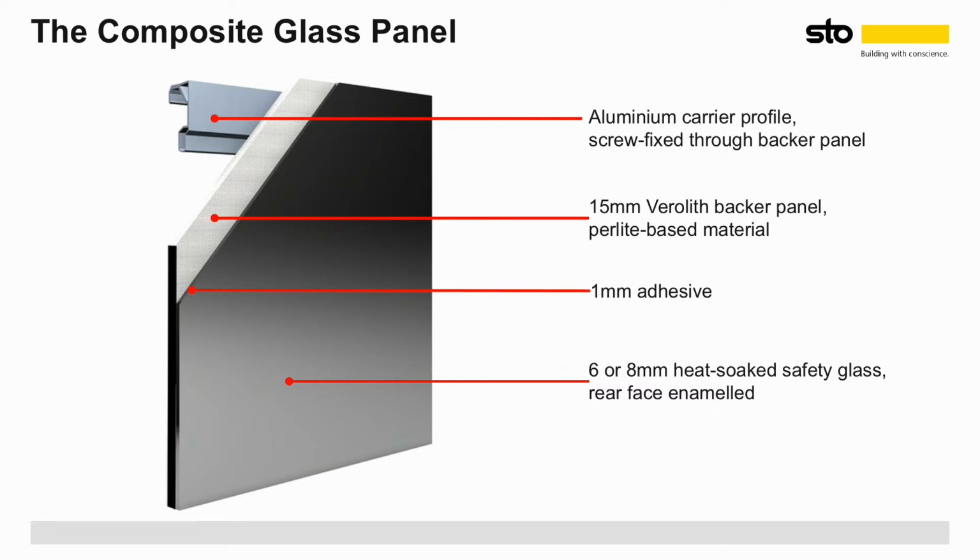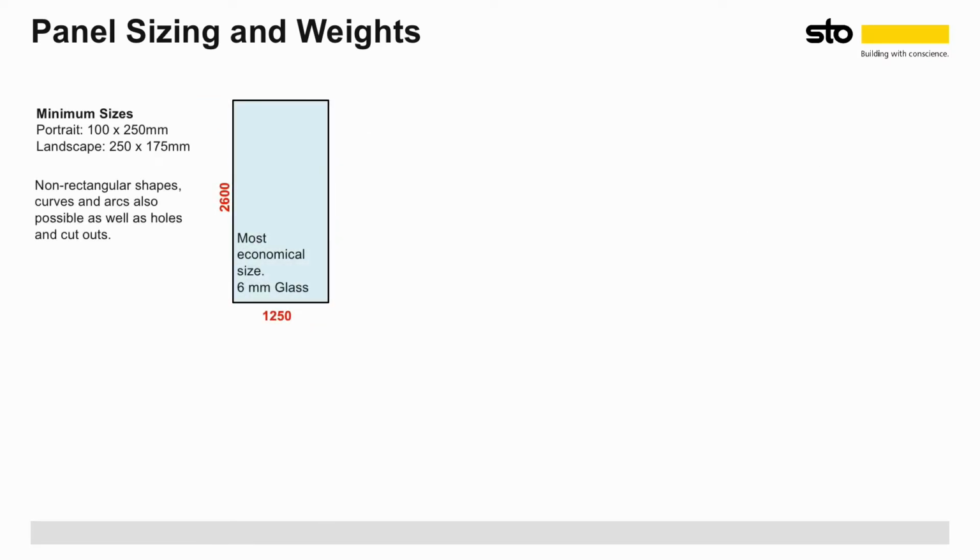The adhesive layer bonds the glass strongly and safely to the backer panel. It ensures the glass remains bonded and in place, even in the event that it is smashed. The backer panel is manufactured from perlite and forms a strong and stable platform for the glass. It is very dimensionally stable, not expanding, contracting, or warping under heat, cold, or moisture. The backer panel also forms a stable background for the horizontal carrying profiles that are screwed through onto the rear face.